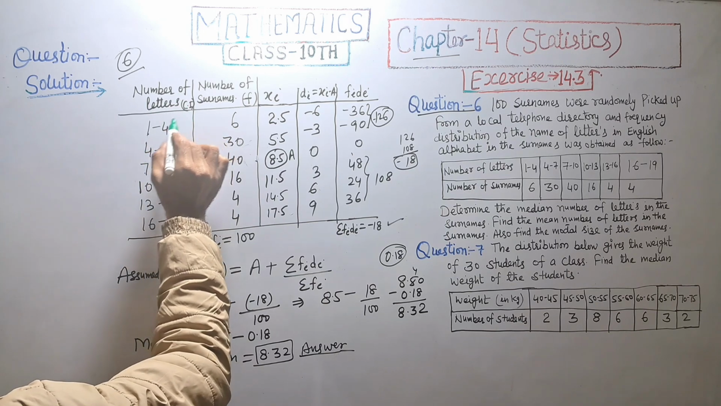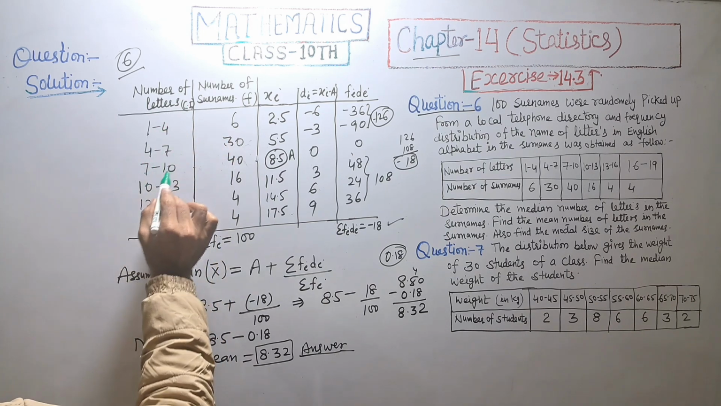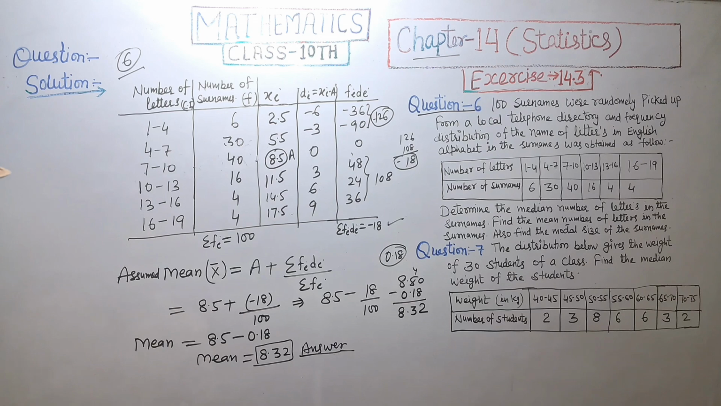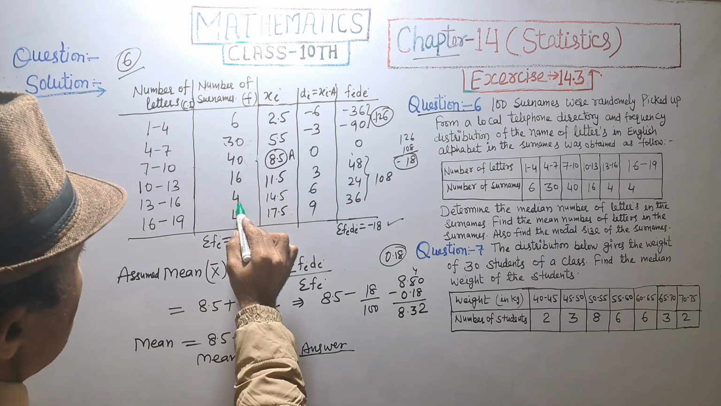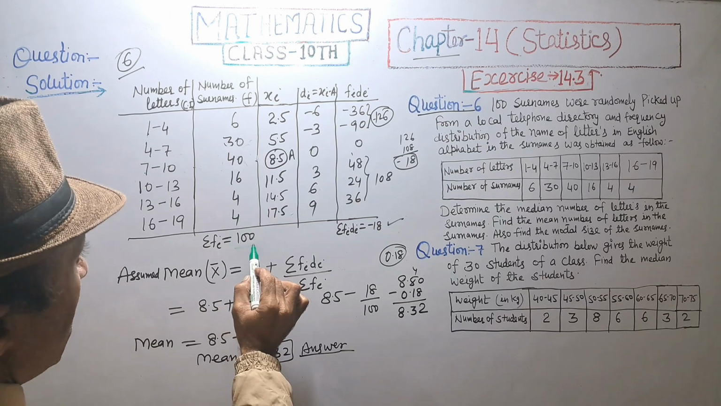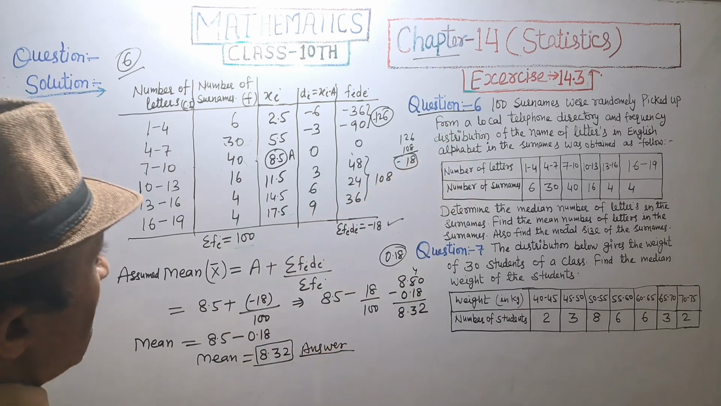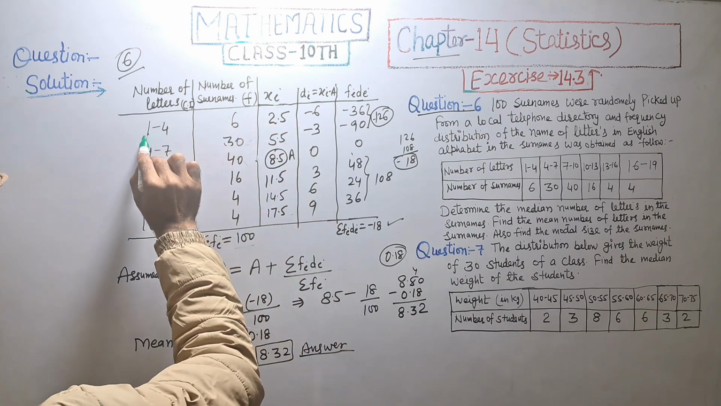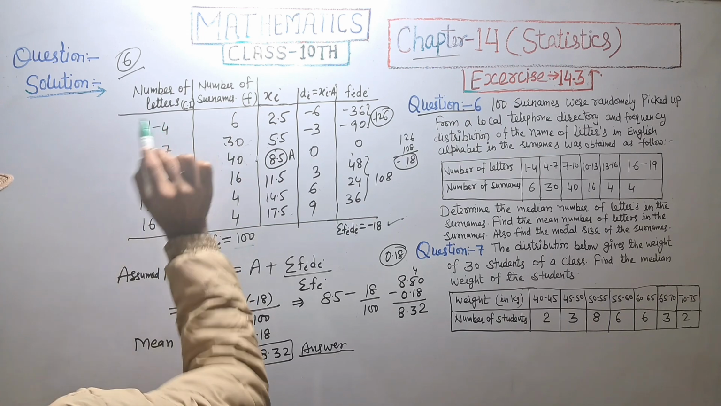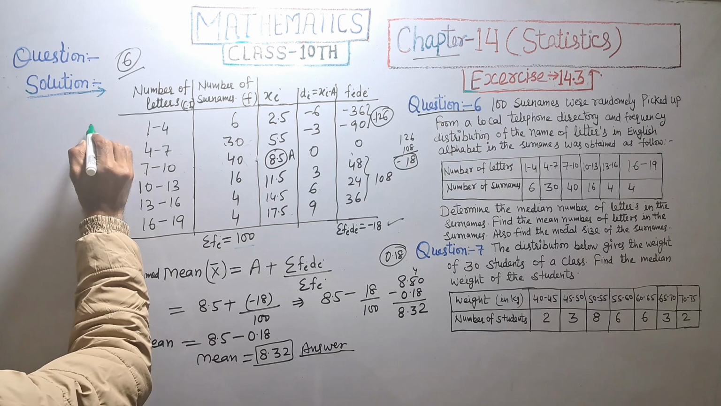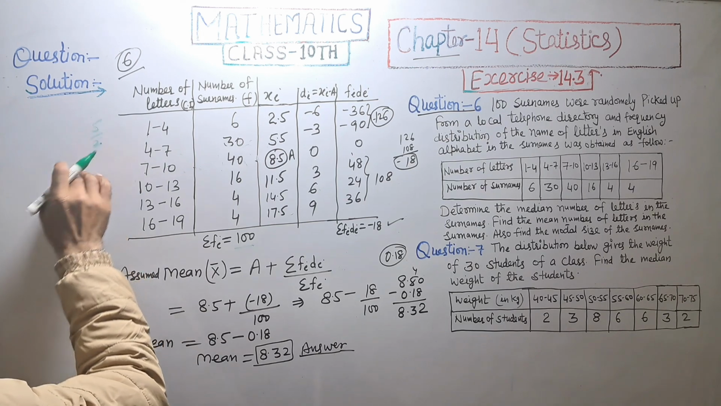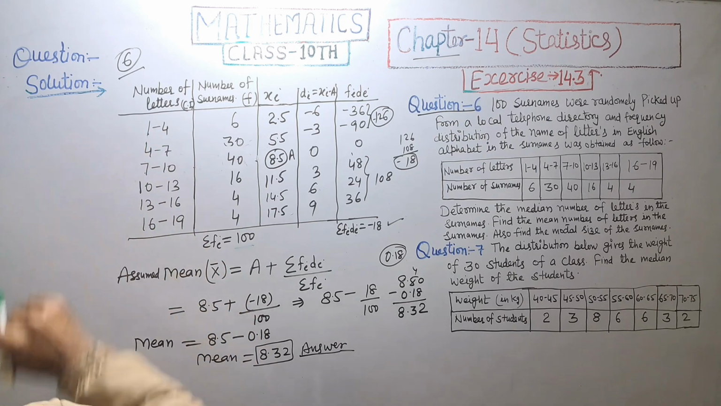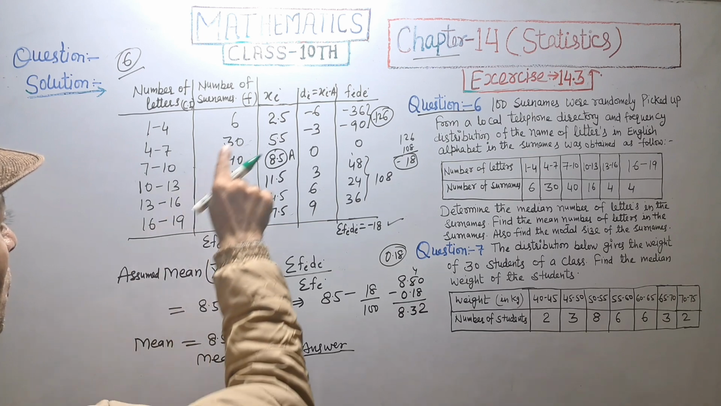Number of letters, class intervals 1 to 4, 4 to 7, 7 to 10, 10 to 13, 13 to 16, and 16 to 19, and given frequencies 6, 30, 40, 16, 4, 4, and their sum is equal to 100. 100 surnames were randomly selected. So xi is the mid value of class interval 1 to 4. 1 plus 4 is equal to 5, and 5 divided by 2 is equal to 2.5.